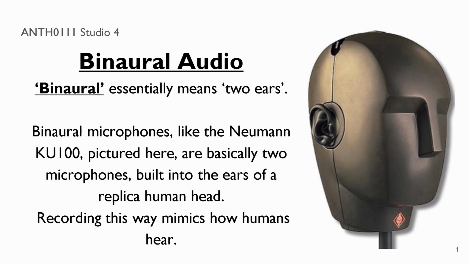Binaural essentially means two ears. Bi means two in Greek, and aural means to do with hearing or the ears. Binaural microphones, like the KU100 pictured here, are basically two microphones built into the ear canals of a replica human head. Recording with a microphone like this mimics the way humans hear. You may have heard this on YouTube called 8D, or some ASMR audio is also recorded binaurally.